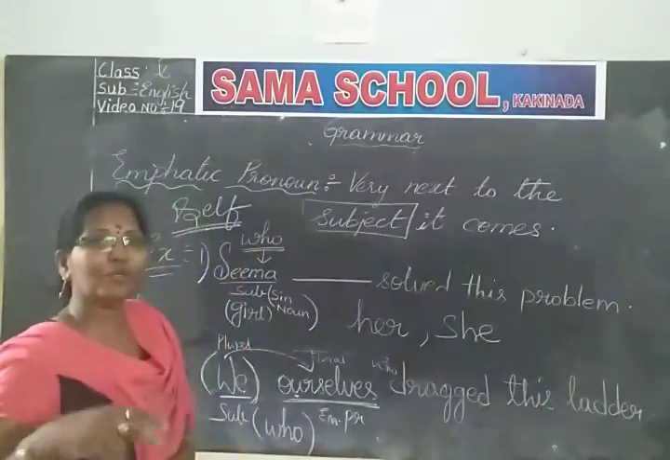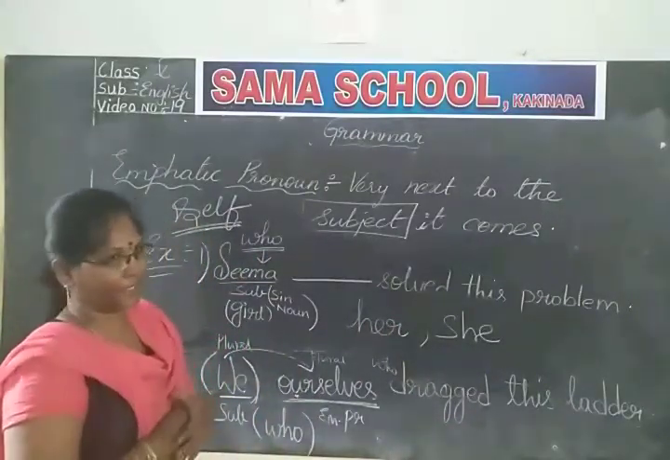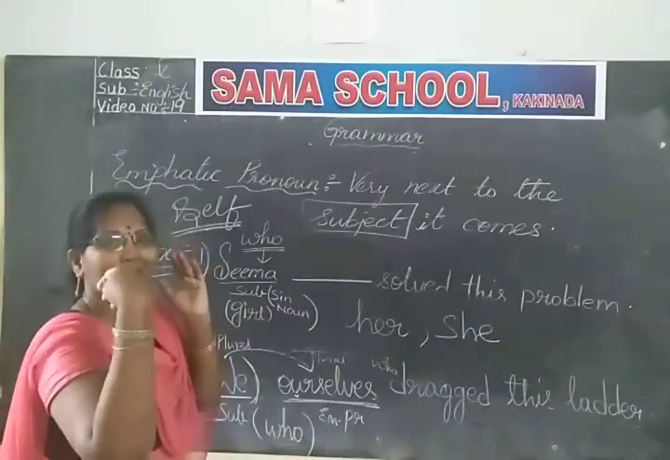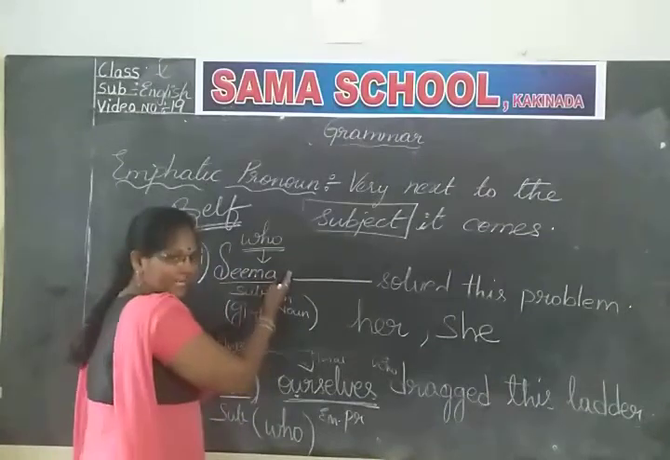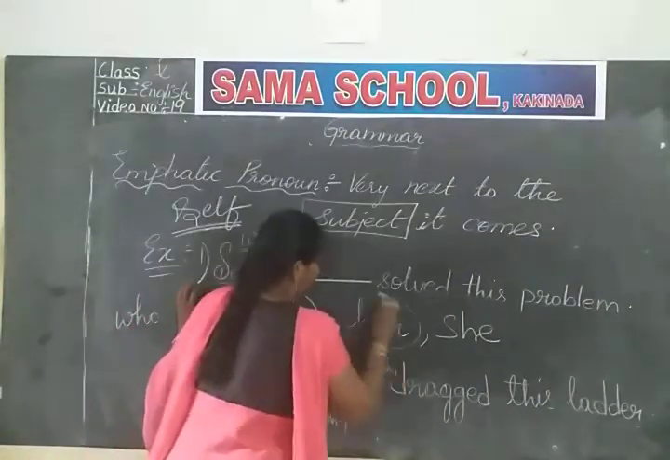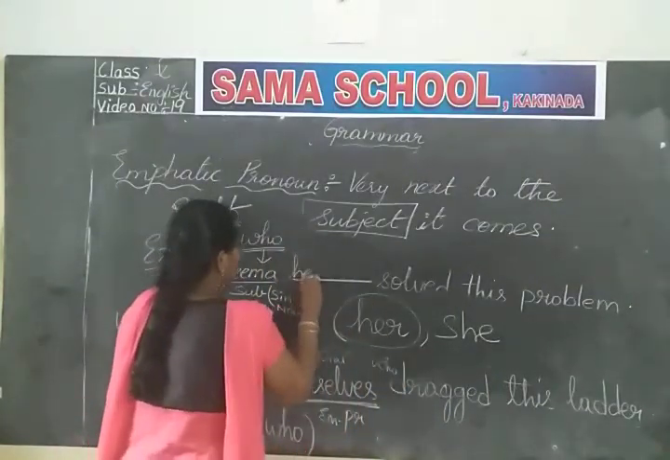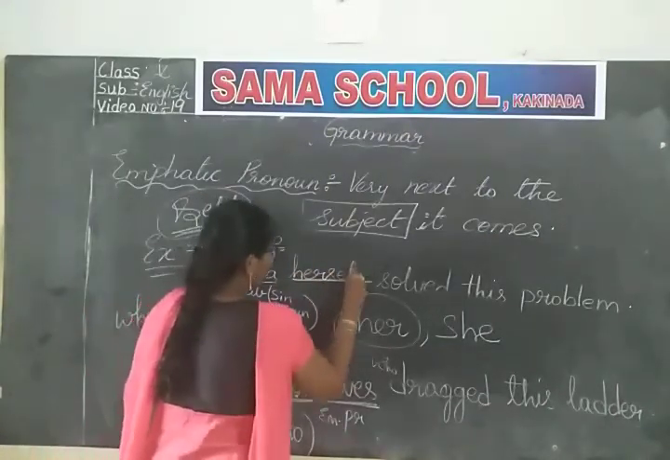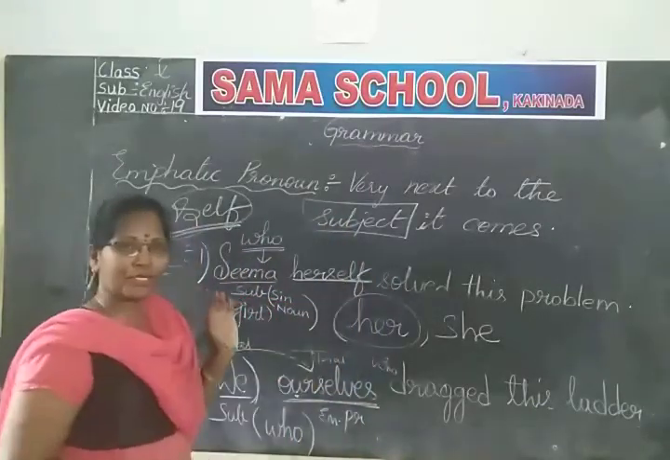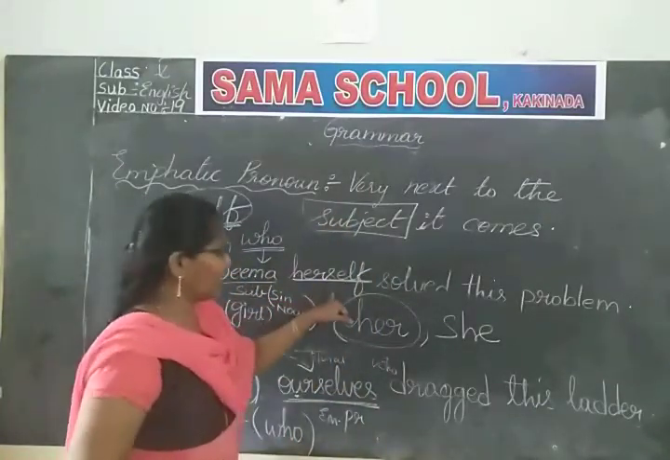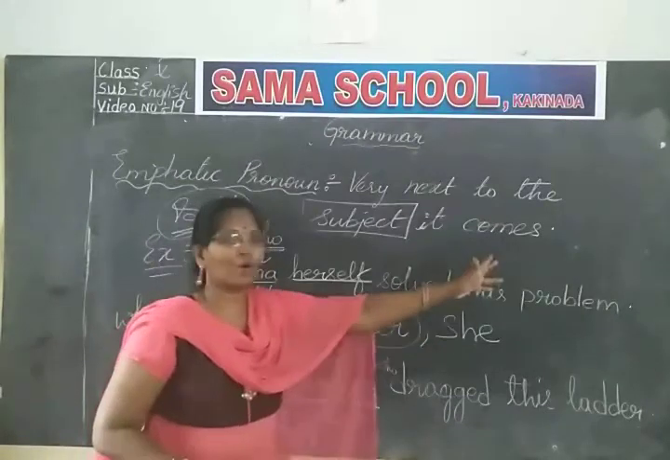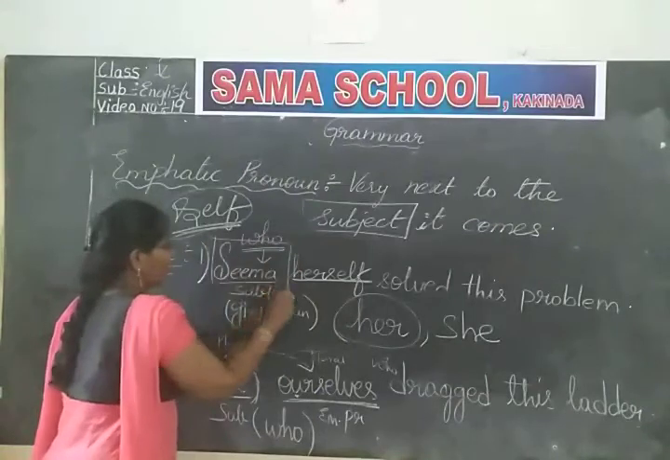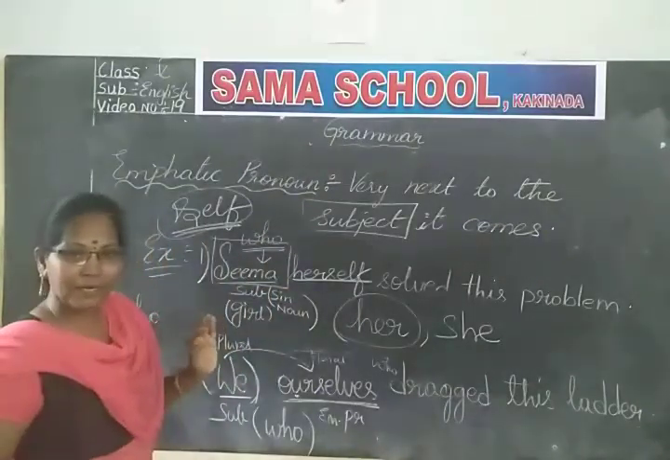So she we use generally in the beginning of the sentence. We use she when we are starting the sentence. But here we are not starting the sentence, so we have to use the word her. And it is singular, so we have to add self. Her plus self, herself. Did you understand? So Seema herself solved this problem. So in place of a pronoun, if we use a noun, how to write? I explained. Clear, children?